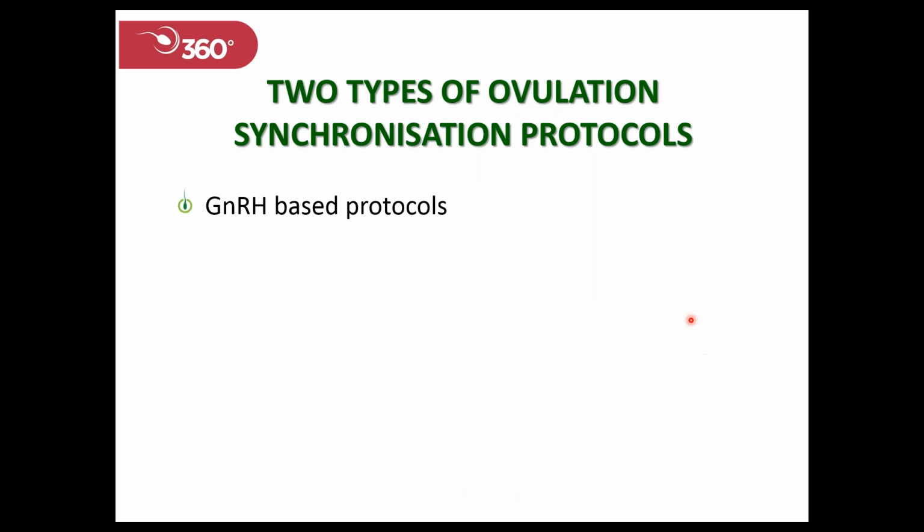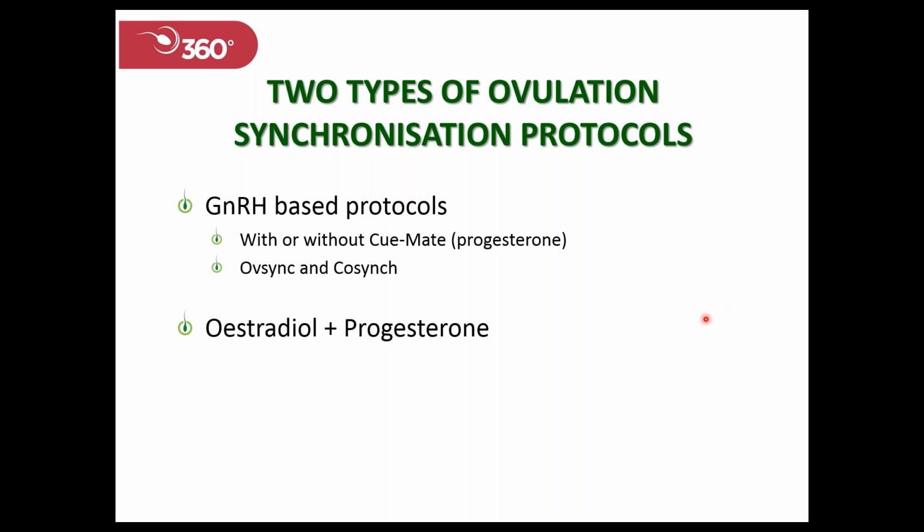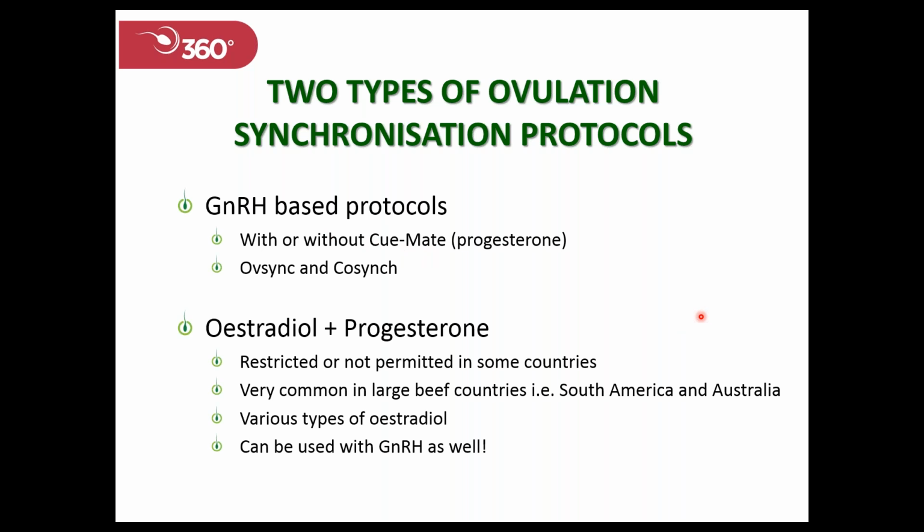So there are two types of ovulation synchronization protocols: GnRH-based protocols with or without the use of a Q-mate device. And these are called the OvSync and the CoSync programs, or the estradiol and progesterone programs. Acknowledging there's some restricted use of these programs, they're very common in large beef countries such as South America and Australia. There are different types of estradiol, but estradiol benzoate is the most commonly used. And you actually can incorporate some in GnRH as well, which I'll explain.